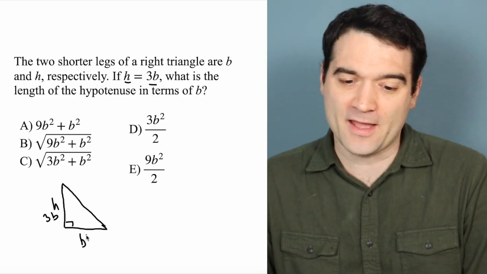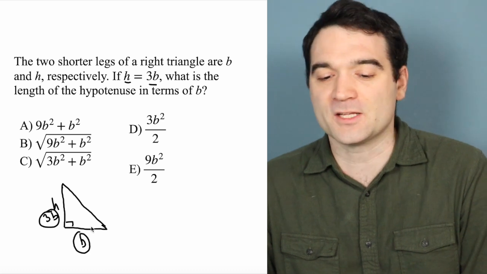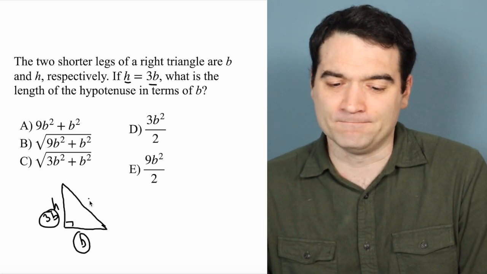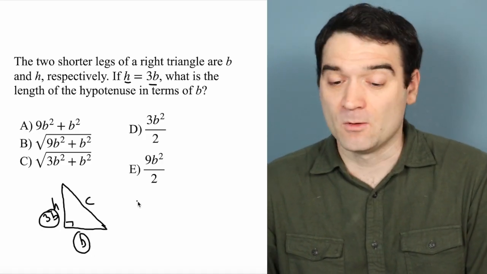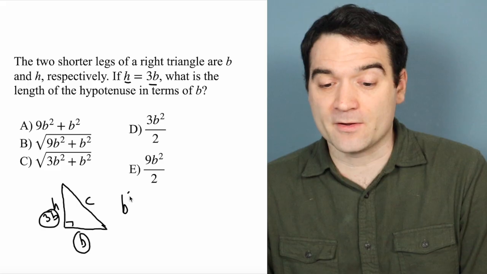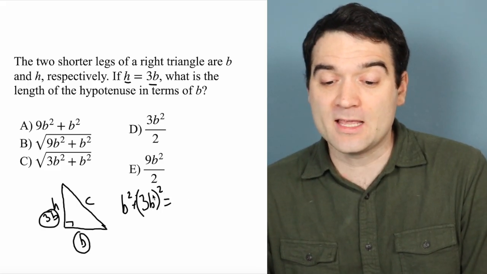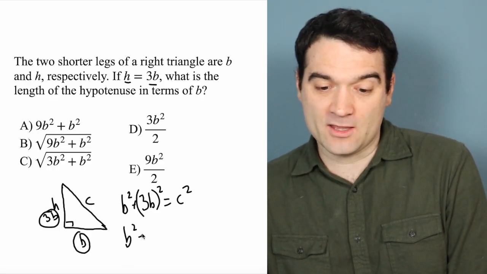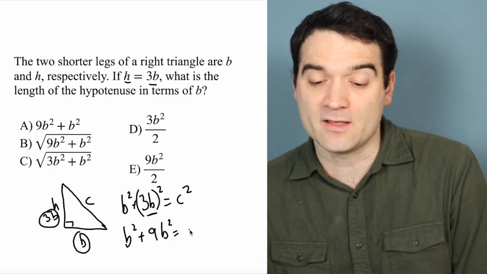So if we know our Pythagorean theorem, we know that a squared plus b squared, or the first side squared plus the second side squared, equals, let's call this the side C. So this squared plus this squared equals that squared. Well, let's write it out. B squared plus 3B, the whole quantity squared, equals that thing squared. And if I evaluate this, I get 3B times 3B. Well, that's 9B squared equals C squared.